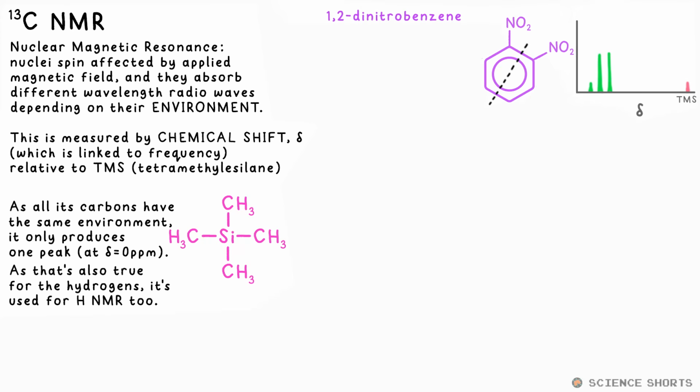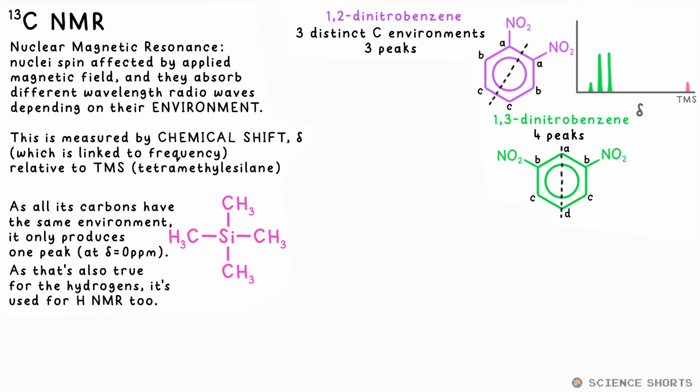Let's look at isomers of dinitrobenzene. For 1,2-dinitrobenzene, how many different environments are there? 1, 2, 3. There are 6 carbons, but there are only 3 distinct environments. We could therefore draw a line of symmetry to show this. That means that we should see 3 peaks on the NMR.